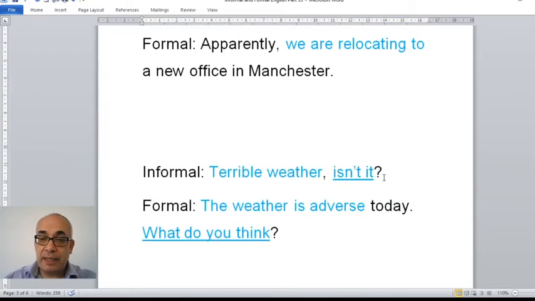Terrible weather, isn't it? This is informal. And even terrible weather is not a sentence. You have to say it is terrible weather. But if you say it is terrible weather, the sentence is still informal. It is complete, but it is informal because terrible is an informal word. So how can we change this sentence into a formal sentence? I have to say, the weather is adverse today. What do you think?